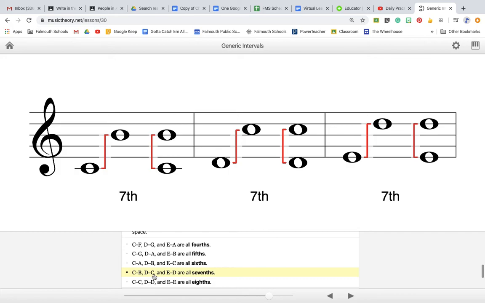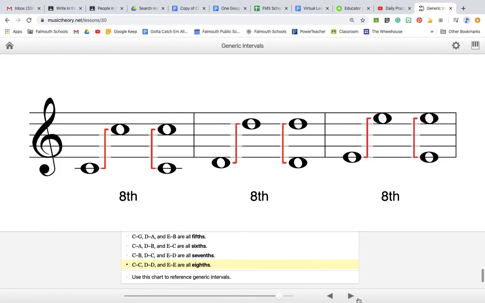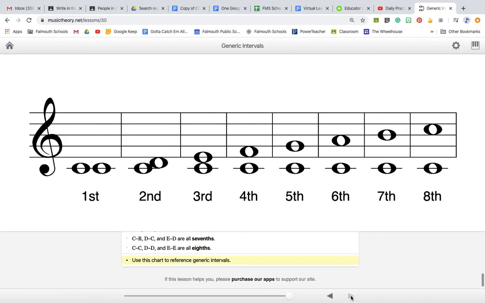Seventh, and the eighth, or the octave. So C to C, D to D, E to E. And here is the distance between these notes. In this example, all of them are starting on C, and you can see how close or far apart they are based on their notes.